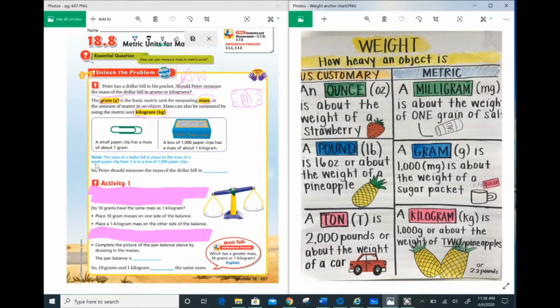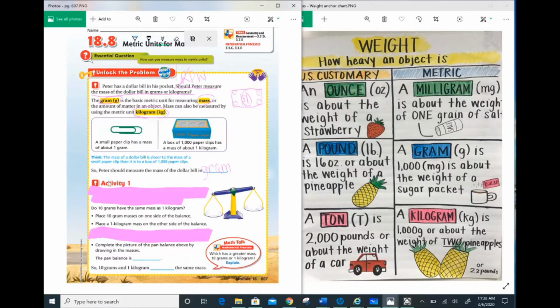So let's think about it. The mass of a dollar bill is closer to the mass of a small paper clip than it is to a box of 1,000 paper clips. So, should Peter measure the mass of the dollar bill in kilograms or grams? Yes, he would definitely use grams. I'm just going to put gram there.